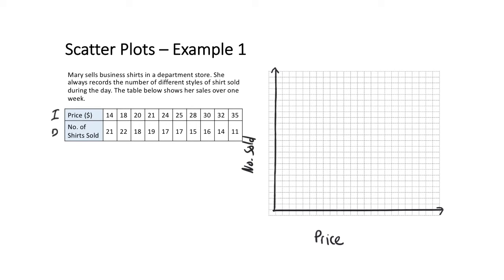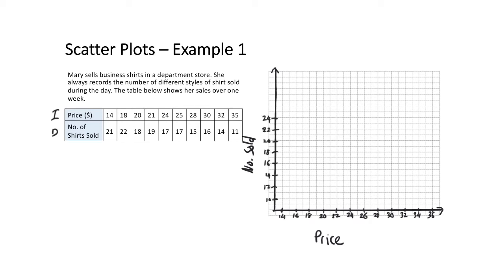So now that we know our axes, we can go ahead and add in our scaled numbers. Our price needs to go from 14 to 35, so we can start at 14 and go up in groups of 2. Our y-axis, our number of shirts sold, needs to go from 11 to 22, so we can start at 10 and go up in groups of 2 there as well. So let's go ahead and add in our numbers onto our x and y axes.